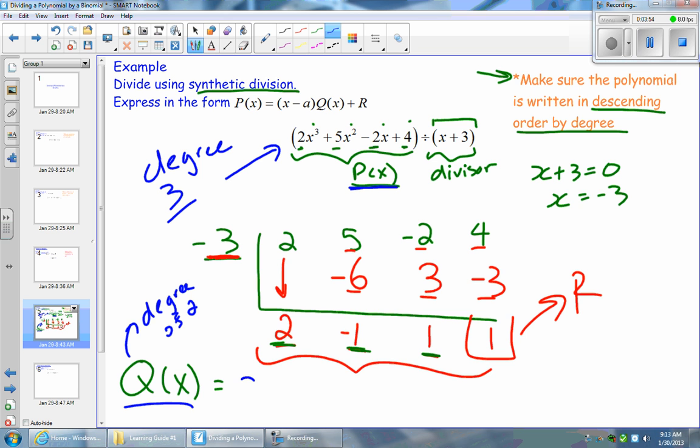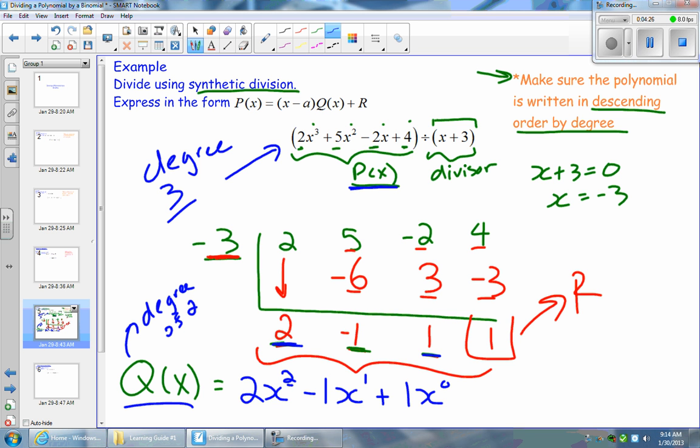So our first term is going to be a 2, which came from the first number of the bottom row. The degree of that term is going to be an x squared. Now we write the second term, which is a negative 1x, and the degree of this term is going to be 1 less than the first term. In this case, it is 1. And then the last term is going to correspond to this 1 right here. So it's going to be a plus 1, and the degree of this term is going to be 0.